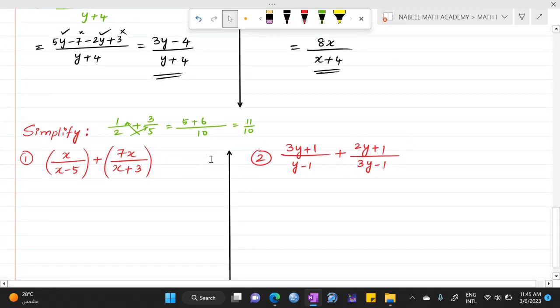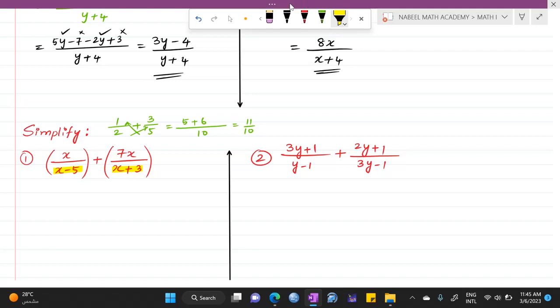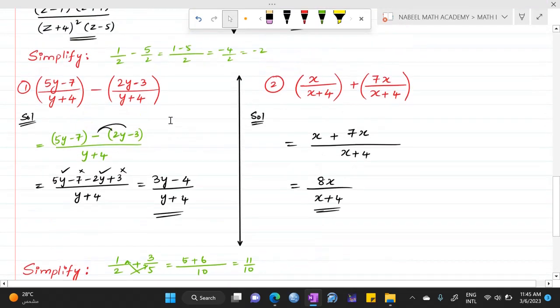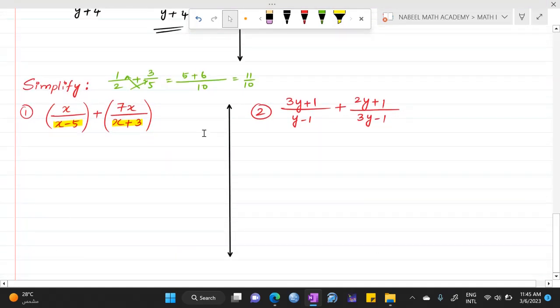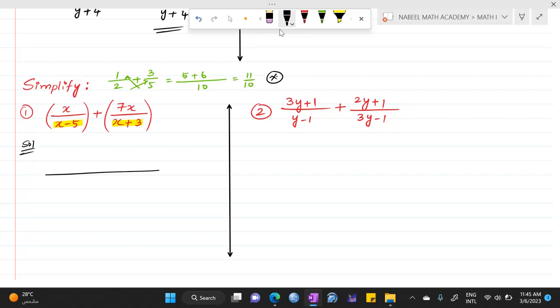Now here, see the denominator is different. So here you have x minus 5 and x plus 3. But in the last problem, you had the same denominator, that's why we took the same denominator. Now here we are multiplying, and we will use the same rule. So this is the solution. You have x minus 5 and x plus 3.